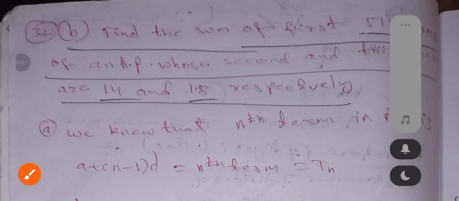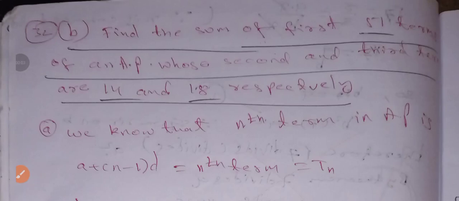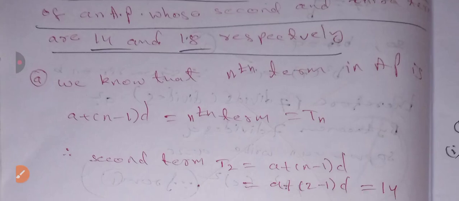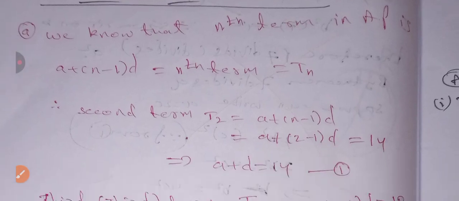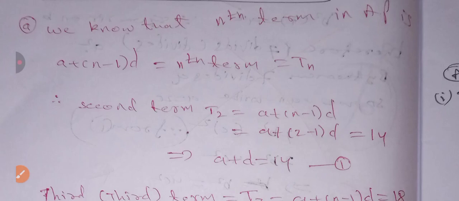Find the sum of the first 51 terms of an AP whose second and third terms are 14 and 18 respectively. We know that the nth term in the AP is a plus (n minus 1)d, equal to the nth term, tn.